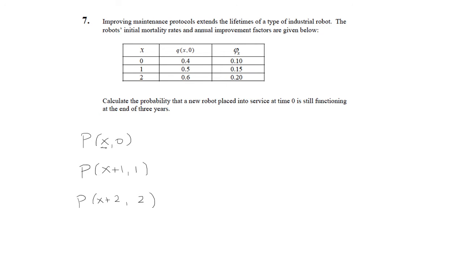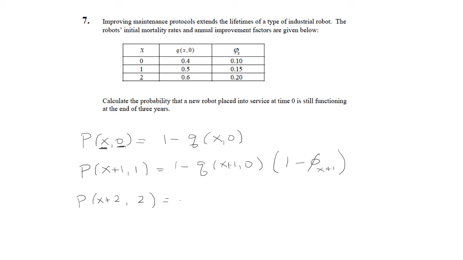So the first number represents the age, and the second number represents the improvement factor. In the first here, p of x, 0, the improvement factor is 0, so that means we're not going to use an improvement factor, so we'll just have it as 1 minus q of x, 0. For p of x plus 1, comma 1, that's just 1 minus q of x plus 1, comma 0. And then here we're going to have an improvement factor, so it'll be 1 minus phi of x plus 1.